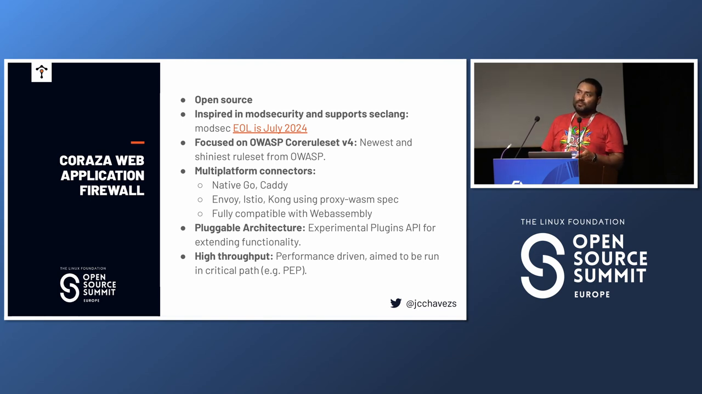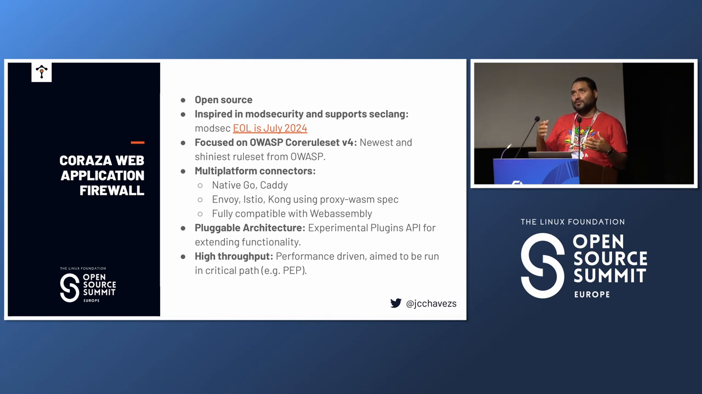That means that you could run this Go library and this Go engine in different platforms. For example, Coraza Playground, which is a website where you can test rules, is running entirely in the browser because we compile it into WebAssembly and then run it in the browser. So that also opens up a world of possibilities. Pluggable architecture, we have a plugins API for extending functionality. A month ago, one student from Google Summer of Code brought a plugin for rate limiting in Coraza, so that was cool. And it's focused on high throughput and performance, right?